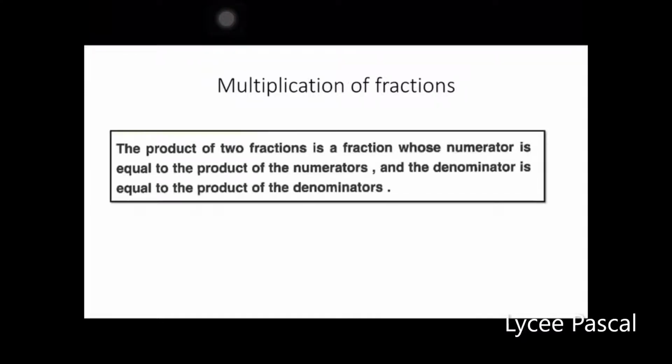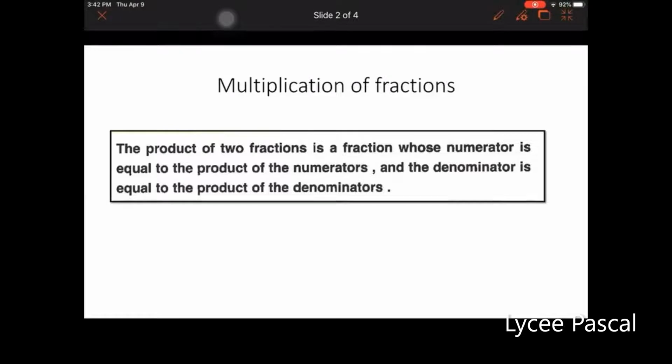As you see here, the product of two fractions is a fraction whose numerator is equal to the product of the numerators, and the denominator is equal to the product of the denominators. Okay, what does that mean? In a very simple way, if we have, for example, two fractions, the first fraction is 2 over 3, and the other fraction is 5 over 7, and we have a product between them. So what is the answer?